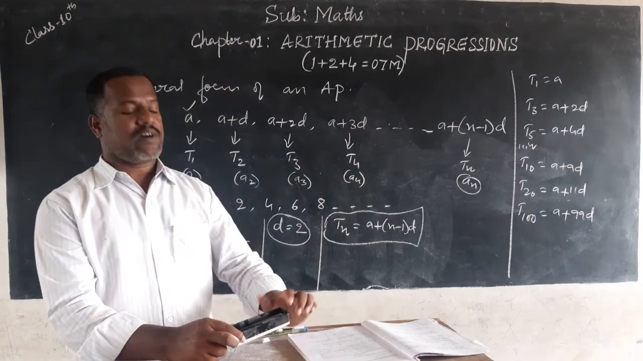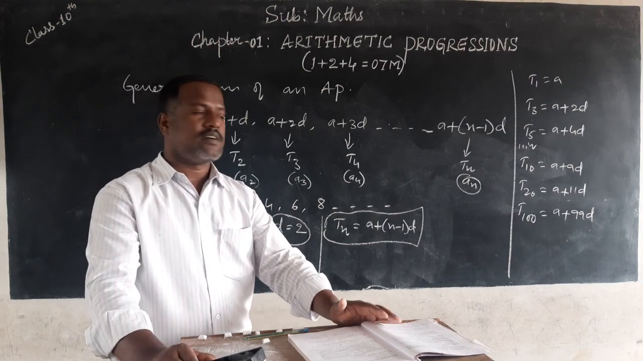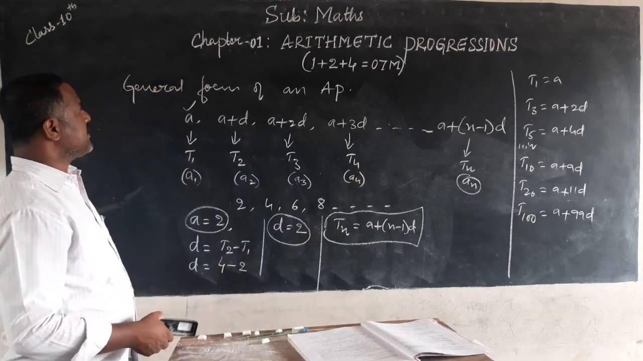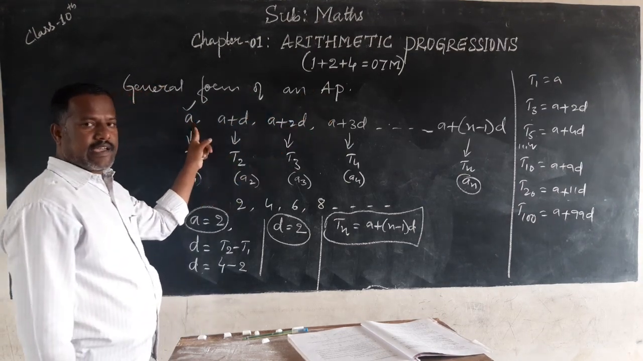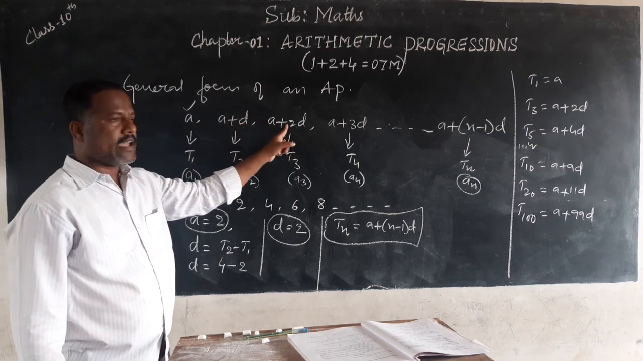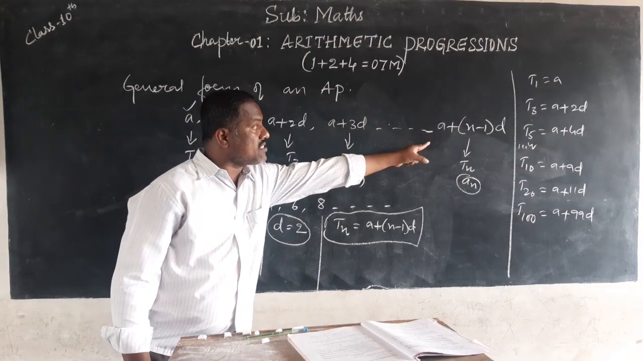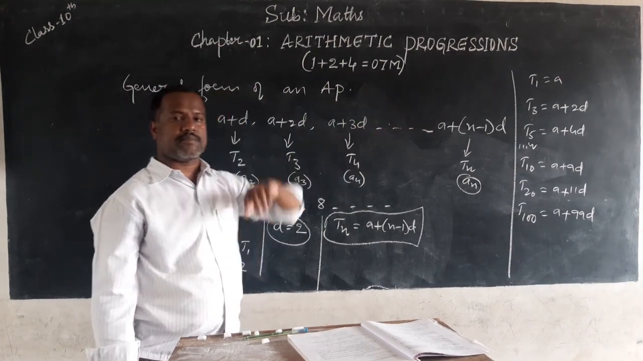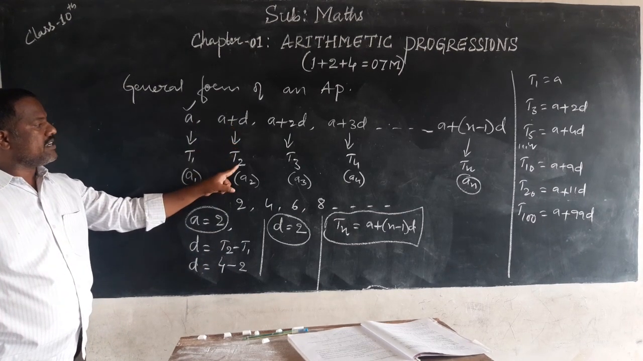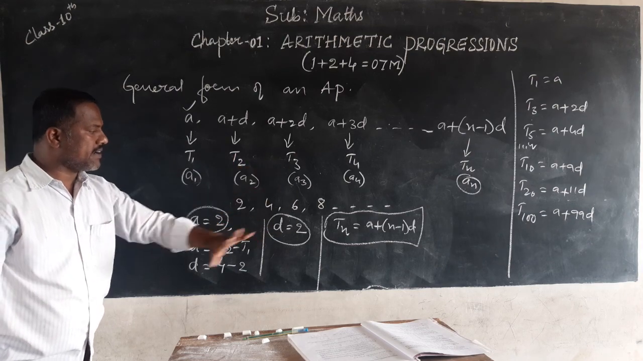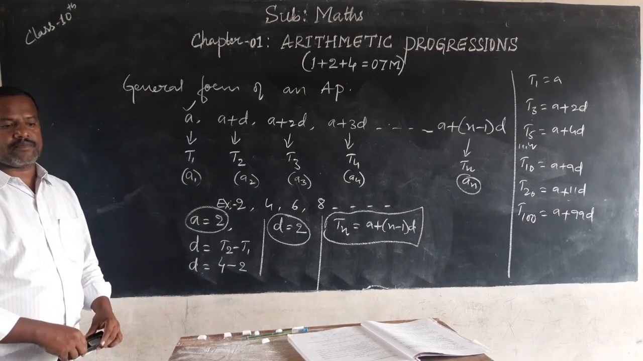Understand, children? So far we have discussed the very important concepts. Understand? Write neatly. The general form of an AP is a, a plus d, a plus 2d, a plus 3d, and so on, up to a plus (n minus 1) into d. a is nothing but the first term, a plus d is nothing but the second term. Write this one. So this is what we call one example.